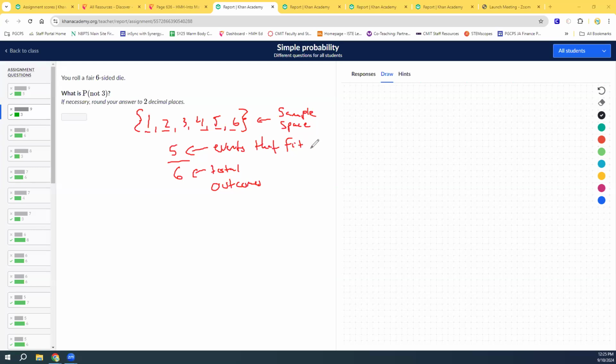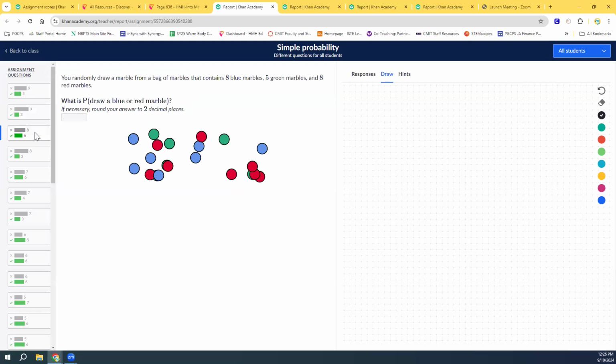I'm going to write "events that fit description," just in case you can't read my writing. So this is what we want: events that are not 3, outcomes that are not 3. And there are 5 of them. Okay, any questions? You're going to have to ask them in class because I'm moving right along. We did this one for the warm-up.